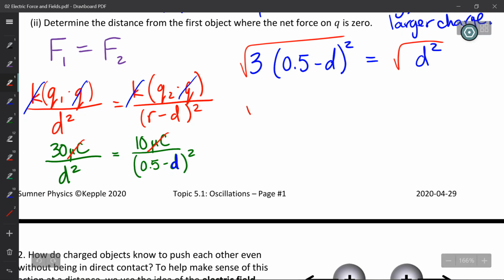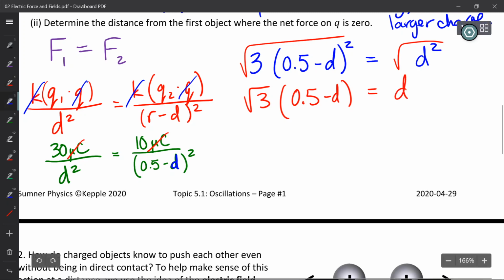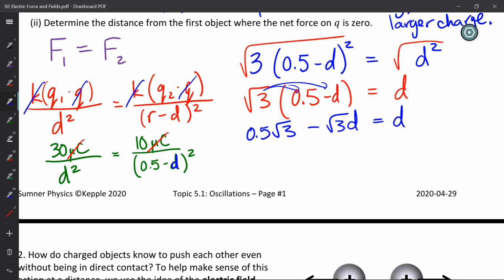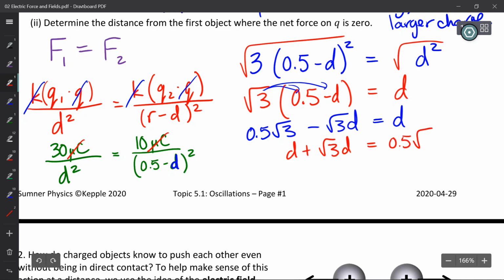So then that'll end up with root 3 times (0.5 minus d) equals d. Now I'm going to have to distribute the root 3 through here. So we're going to have half of root 3, so 0.5 root 3 minus root 3d is equal to d. I'm going to need to add the root 3d to the other side. So d plus root 3d equals 0.5 root 3.